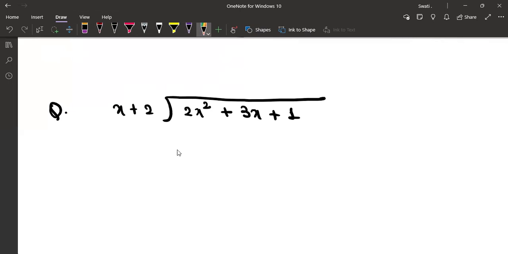X will get multiplied with 2x. Very good. Whatever I have to write down, you tell me. Yes, then. 2x square. Okay. Then plus.